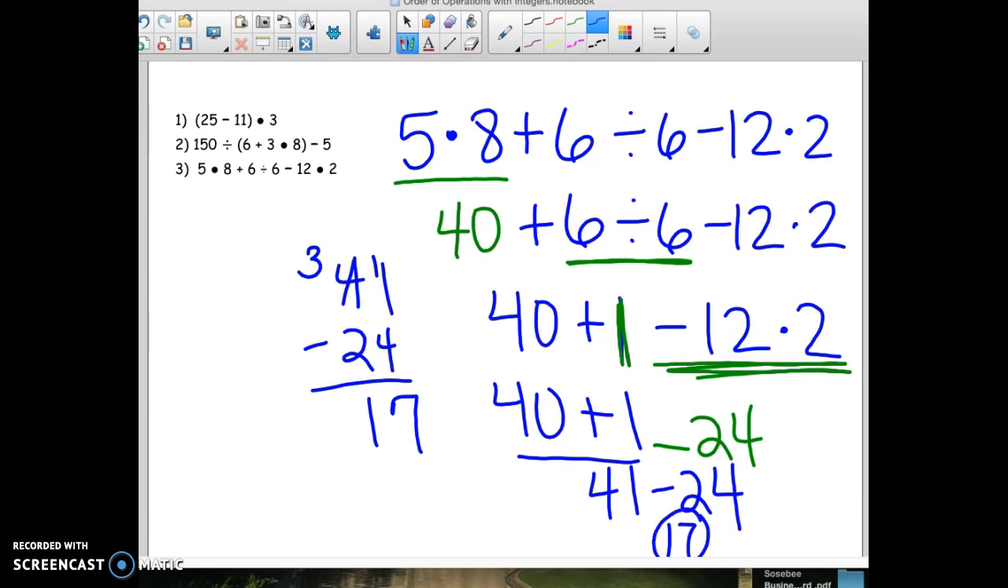If you have any more questions about how to work on order of operations, go back to your notes and do some of those practice ones, especially with negatives. A lot of these didn't have negatives on them. So just keep in mind that you will have some questions with the negatives.